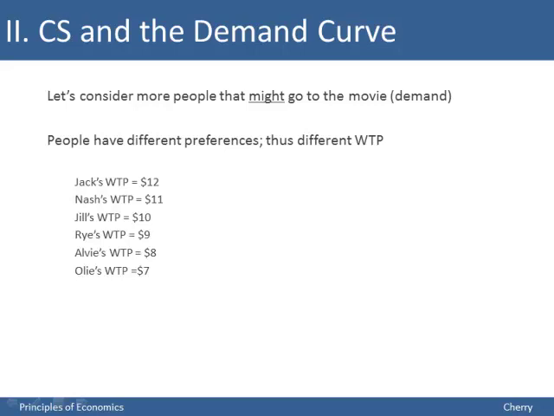Jack's willingness to pay is $12, Nash's willingness to pay is 11, Jill's 10, Rye's is 9, Alvy's 8, and Ollie's 7. We have 6 individuals, 6 people that were in the market to buy a movie ticket, and we have their different preferences based on the level of enjoyment they get out of the movie.